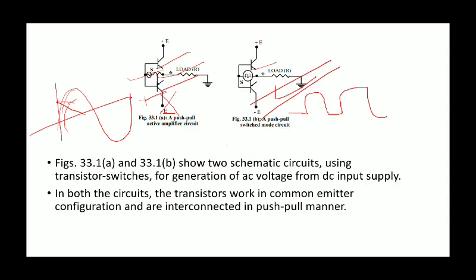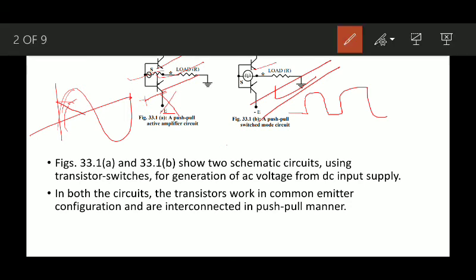more harmonics, because an ideal square wave contains an infinite number of harmonics. So by using a suitable filter circuit, we can minimize the higher-order harmonics. So we can get the fundamental component of the signal, that is a sinusoidal wave.